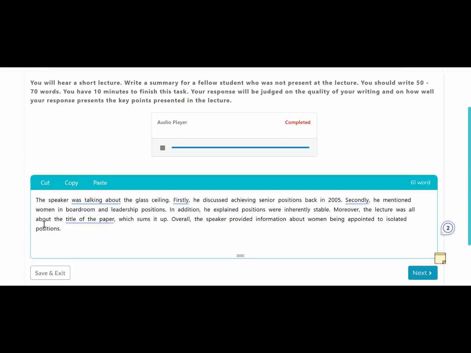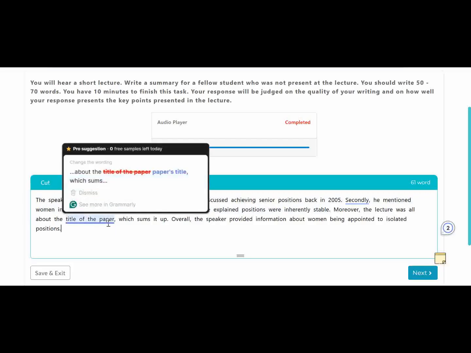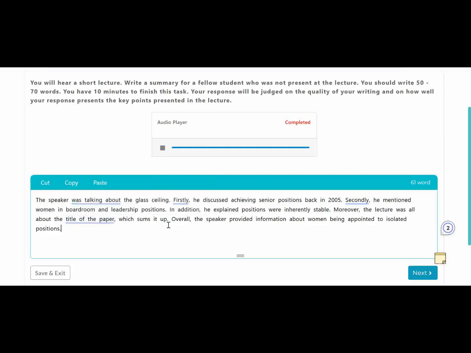Moreover, the lecture was all about, so lecture was means you are again talking about the past. The title of the paper, this is the main topic, you can say, which sums it up. So these are the two sentences, that's why I'm using comma here. But if you have a problem, then you can also use and, you can use simple sentences also. Overall, the speaker provided information about, so about is the template, but this is the last line, you can say second last line or the third last line, women being appointed to the isolated position. So this is all about the summarized spoken text. You have to take care of the word limit and the time limit also. So click on the next button.